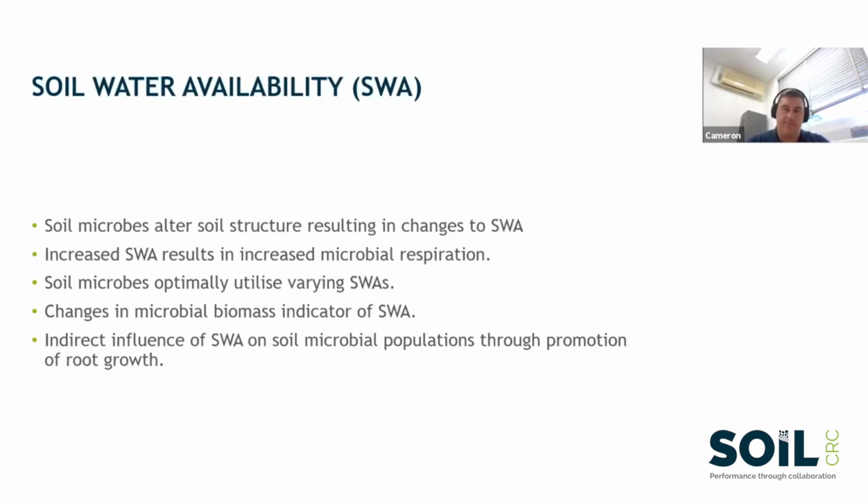The last sort of key function for microbes is soil water availability. Now, that aggregation that we're talking about obviously allows these pockets of air in the soil, but it also increases the ability for water to move through the soil. So if you have a hard top of soil that hasn't been affected by microbes, that water's not going anywhere. Sometimes the plant roots can't sort of access it. Whereas if you have a nice porous soil, water moves fairly freely through the soil.